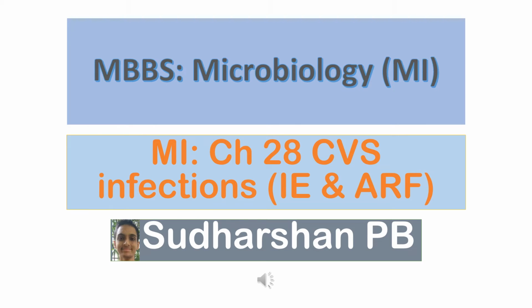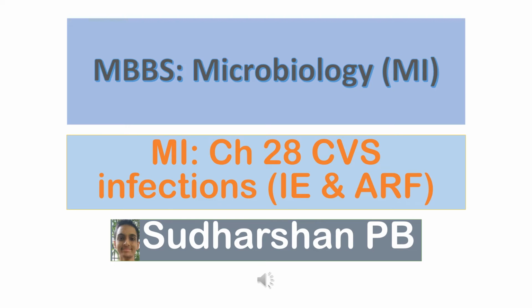And apart from that, it can also cause anemia and some other important clinical signs like Osler's nodes, Roth spots and Janeway lesions. And coming to the diagnosis, very important, we use the Duke criteria.